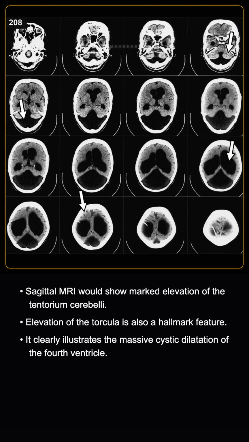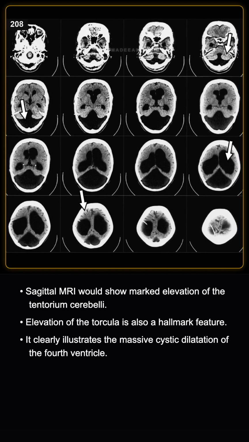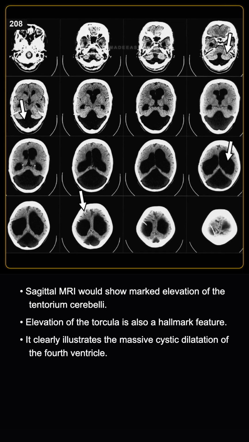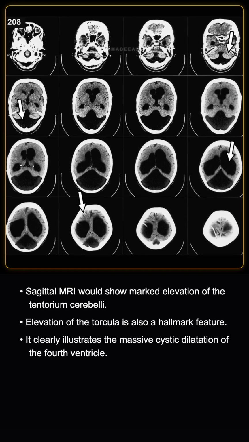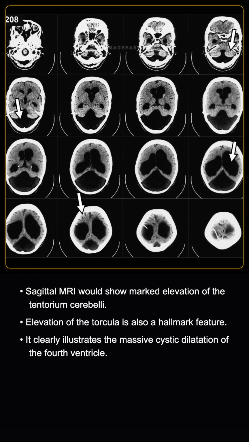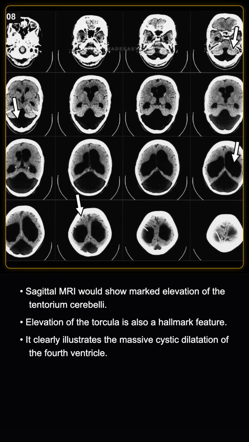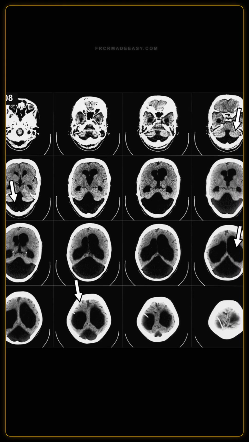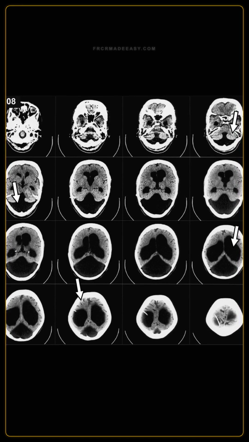On a sagittal MRI, a hallmark feature of Dandy Walker malformation is the marked elevation of the tentorium cerebelli and the torcula. The sagittal plane also clearly illustrates the massive cystic dilatation of the fourth ventricle extending posteriorly, which confirms the diagnosis. How would you manage this patient as a radiologist?